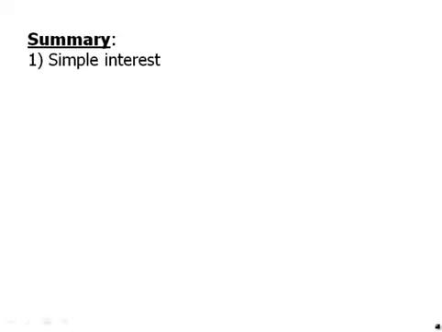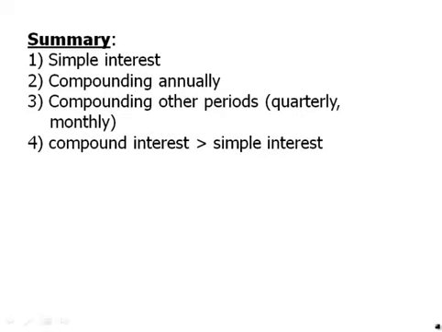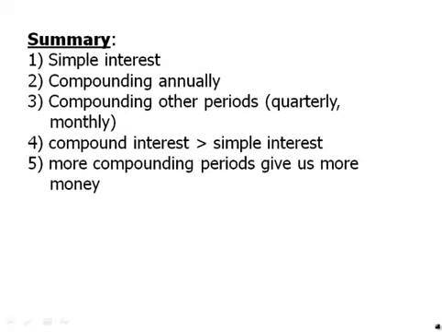In summary, we talked about simple interest, not very realistic, not likely to appear by itself, but an excellent approximation tool. We talked about compounding annually, then we talked about compounding other periods, quarterly and monthly. One big idea is that compound interest always pays more than simple interest. That's a really important idea. That's important especially when you're using the simple interest approximation. And also it's important to know that more compounding periods give us more money.